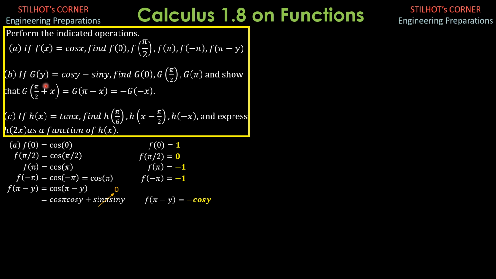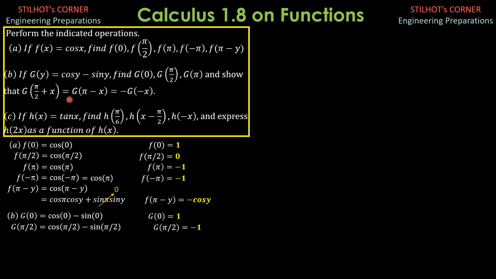Then we proceed to part B. G of 0 is cosine of 0 minus sine of 0. Cosine of 0 is 1, while sine of 0 is 0, therefore it is 1. Next is g of pi over 2. G of pi over 2 is cosine of pi over 2 minus sine of pi over 2. And cosine of pi over 2 is 0, sine of pi over 2 is 1, so negative of 1 is negative 1. So g of pi over 2 is negative 1.